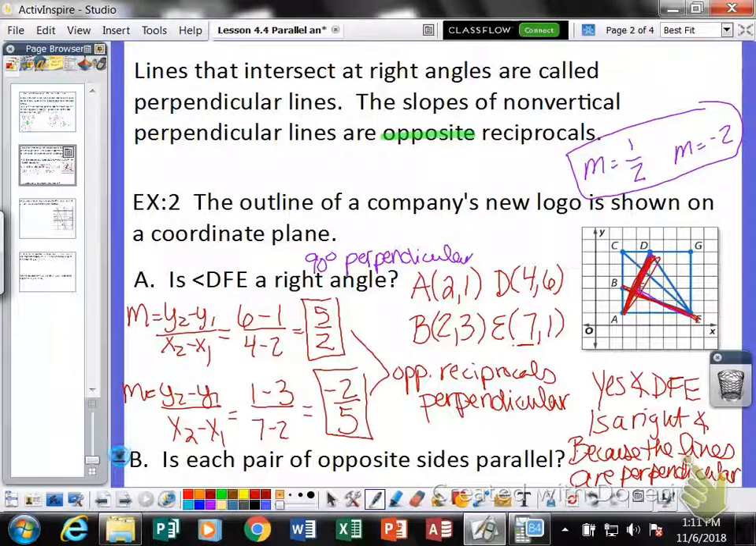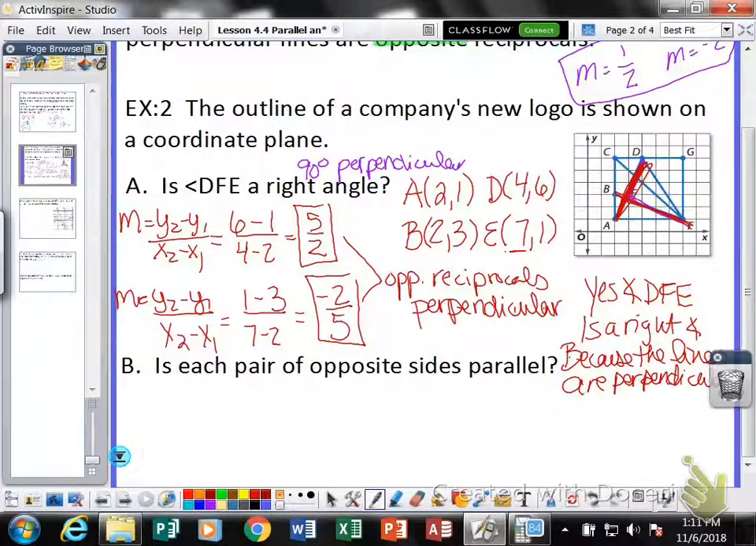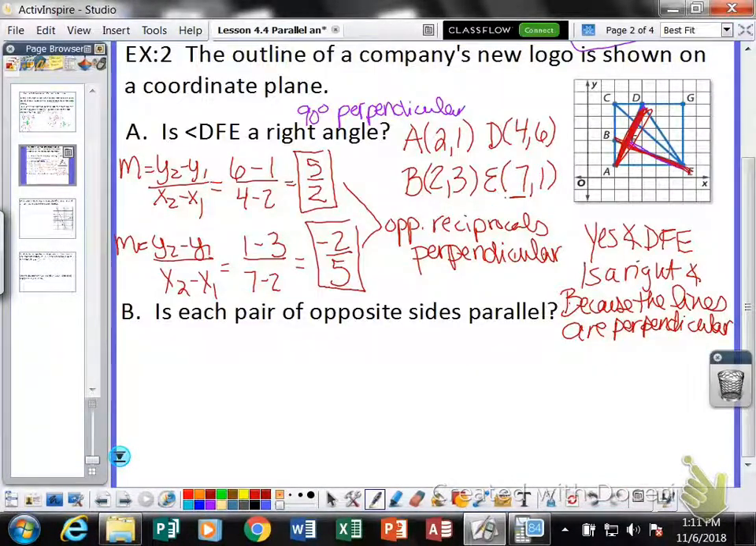Now, is each pair of opposite sides parallel? So now we look at the logo here. So let me erase some of my lines here. And we can look at the lines. So opposite sides are CG and AE parallel. Yes, they are. No slope, no slope. This is a vertical line. Vertical line. They are parallel to each other because they're verticals. So vertical lines will be parallel to each other. Horizontal lines are going to be parallel to each other. So is each pair of opposite sides parallel? Yes, they are.